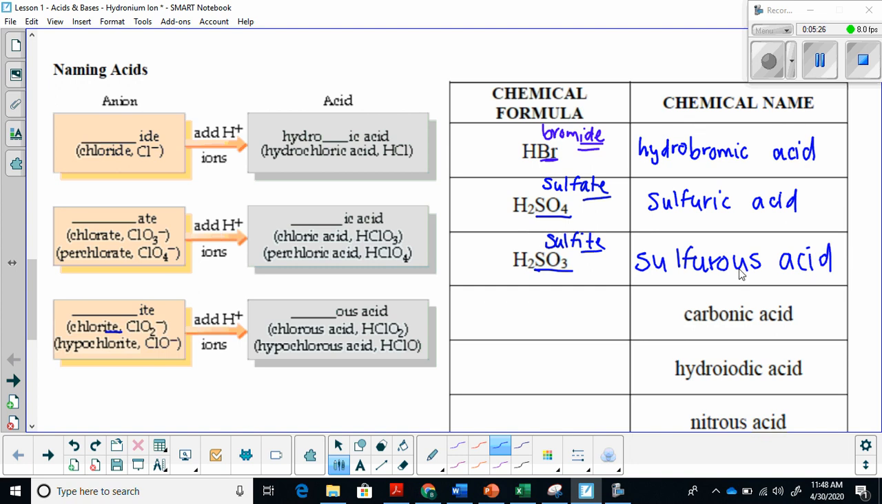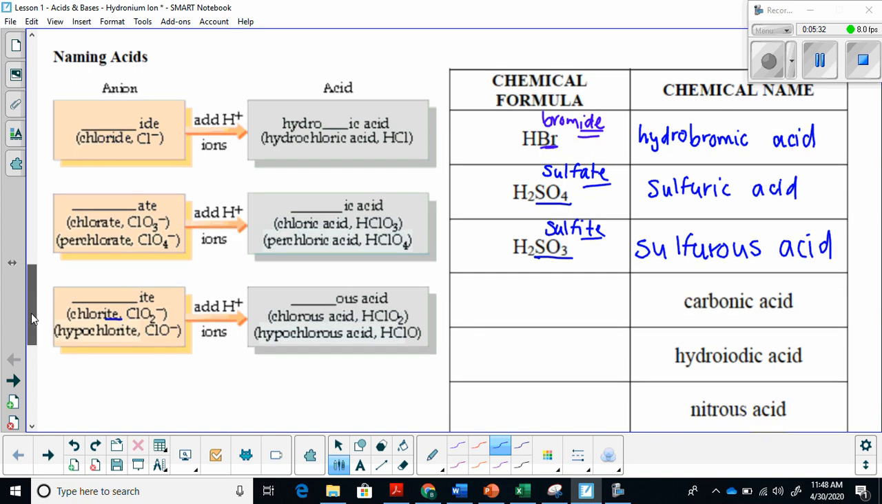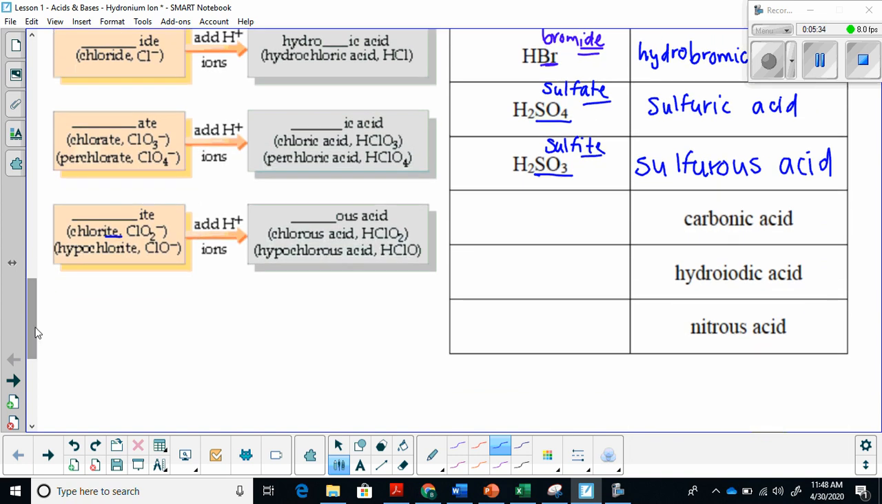Perfect. Okay, so then we will be asked to work backwards. Sometimes, more likely, they'll give you an acid name and you're going to have to identify it based on the name. So carbonic acid, there's no hydro in front of it, and I see an ending of "ic." So that means it's something that ends in "ate."